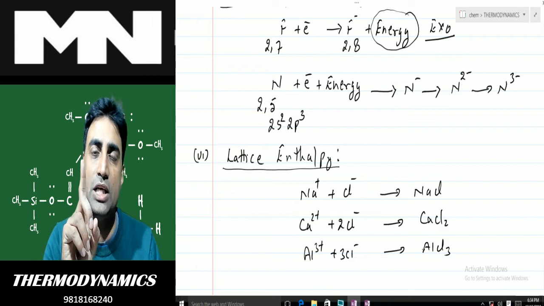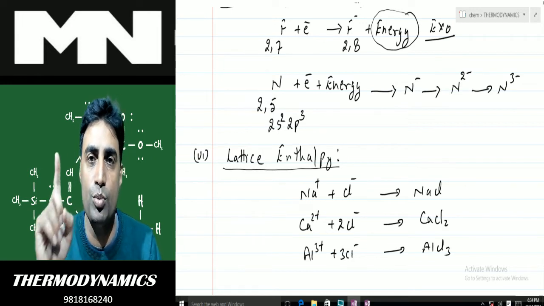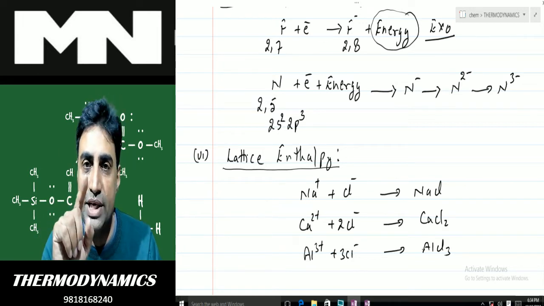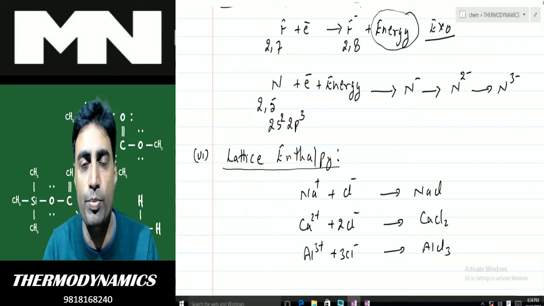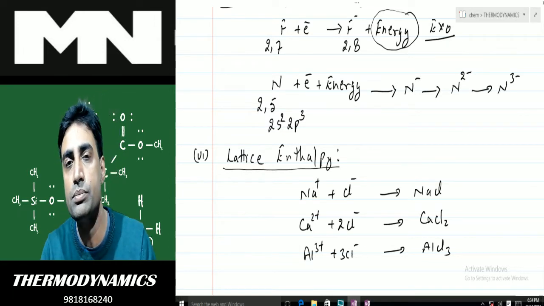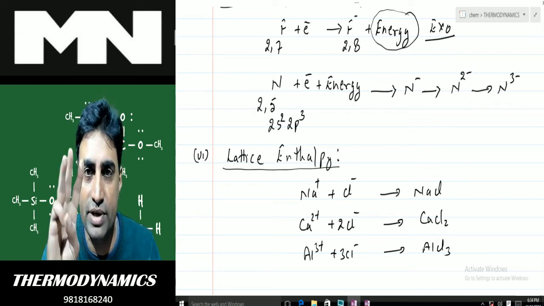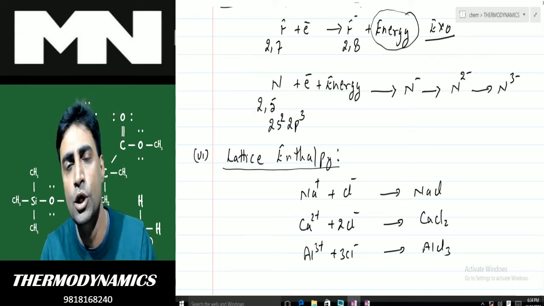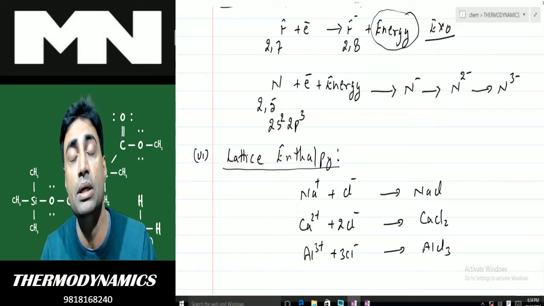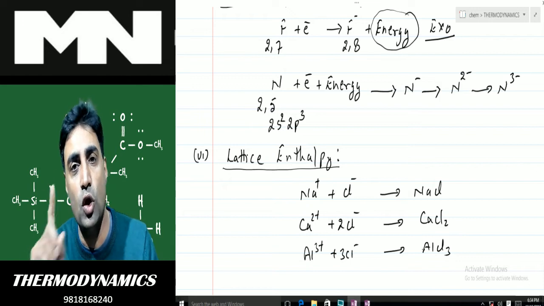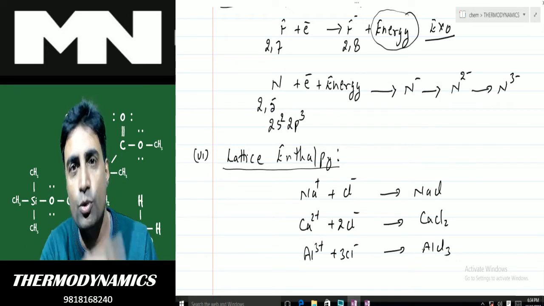1 mole of NaCl is formed by 1 mole of Na positive and 1 mole of Cl negative. 1 mole of CaCl2 is formed by 1 mole of Ca2 positive and 2 moles of Cl negative. Likewise, 1 mole of AlCl3 is formed by 1 mole of Al3 positive and 3 moles of Cl negative. So the number of cations and anions is not fixed. It can be anything. But the crystalline solid which is formed is always fixed. That always has to be 1 mole.